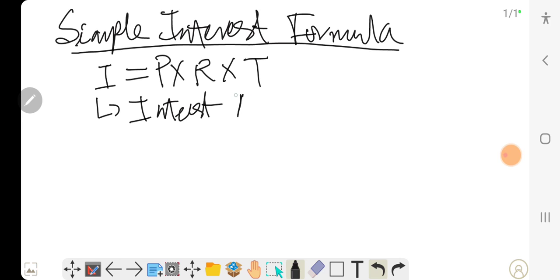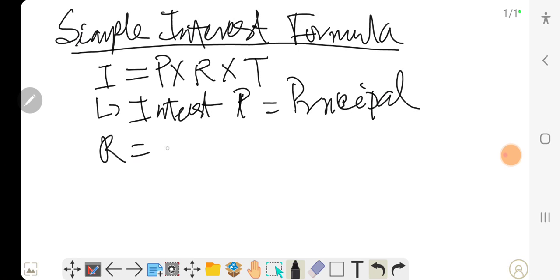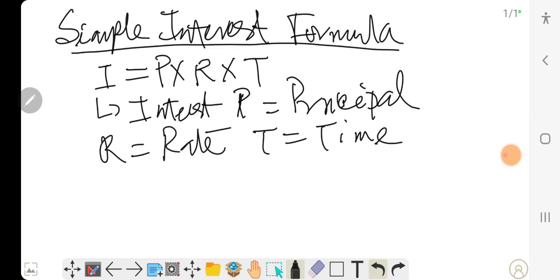P is the principal, meaning how much money has been borrowed to compute the interest. R is the rate of interest, and T is the time period, for what period the interest has been computed.